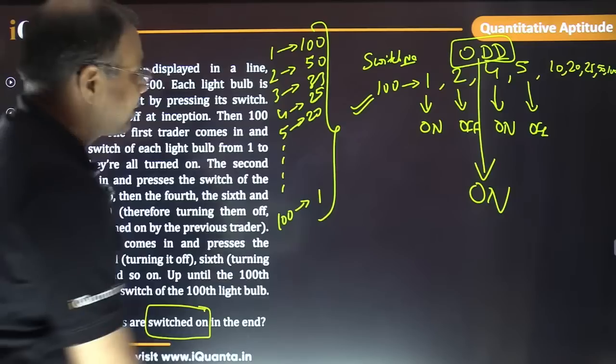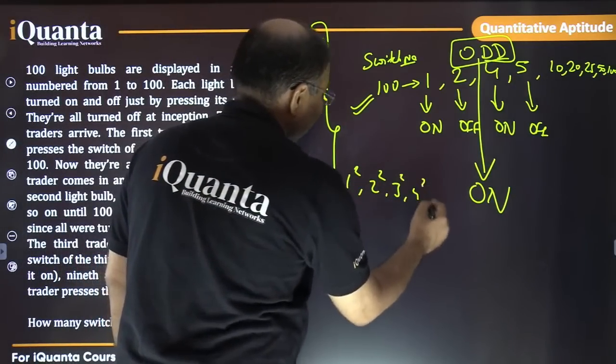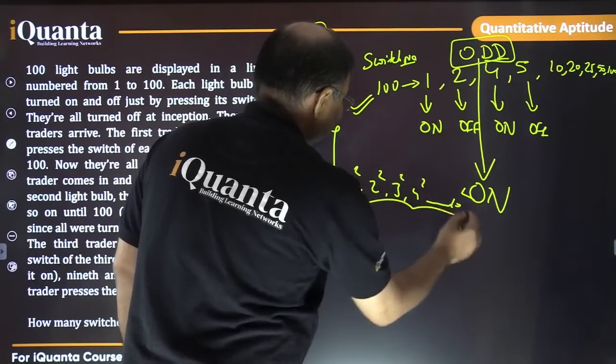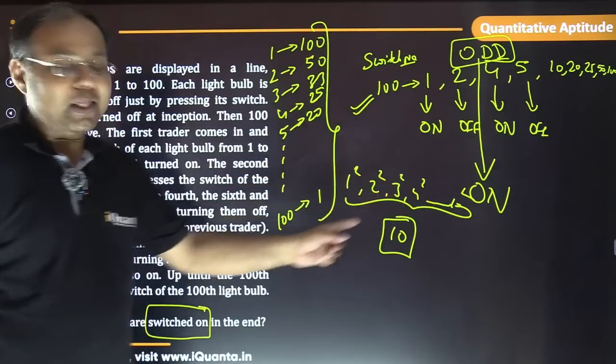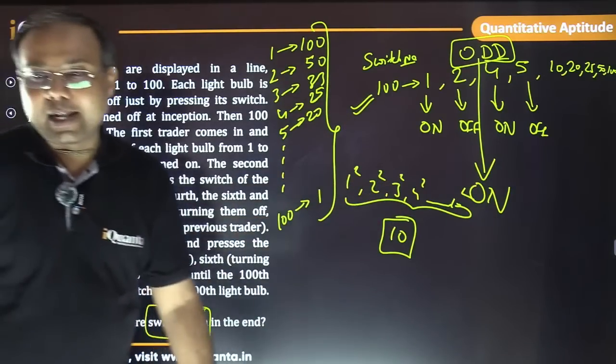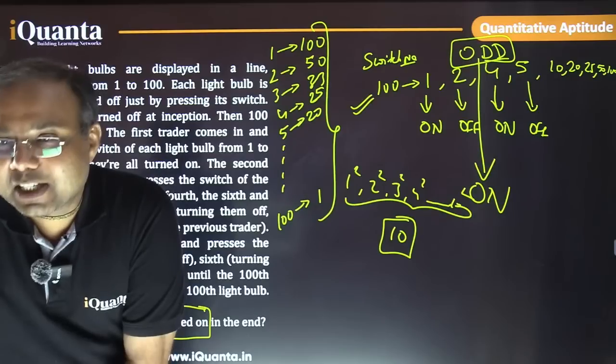Yes, 10 is the right answer. Because 1 square, 2 square, 3 square, 4 square, up to 10 square. So these are 10 perfect squares. So these 10 switch numbers are going to be in the on position finally. Is it okay? Is it clear to everyone?